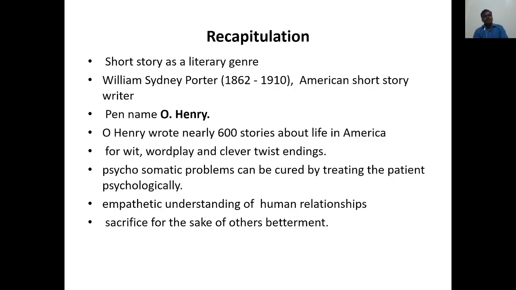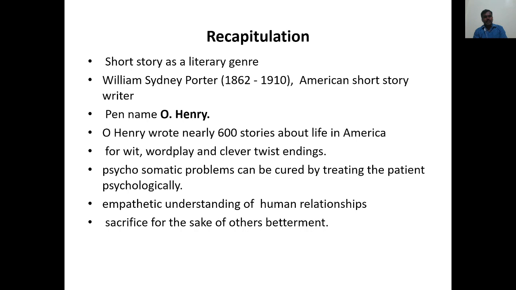Let us recall whatever we have learned in the session. Short story is a literary genre. This short story is written by William Sidney Porter, 1862 to 1910, American short story writer. His pen name. Pen name, as we say in Kannada, Ankitanama.